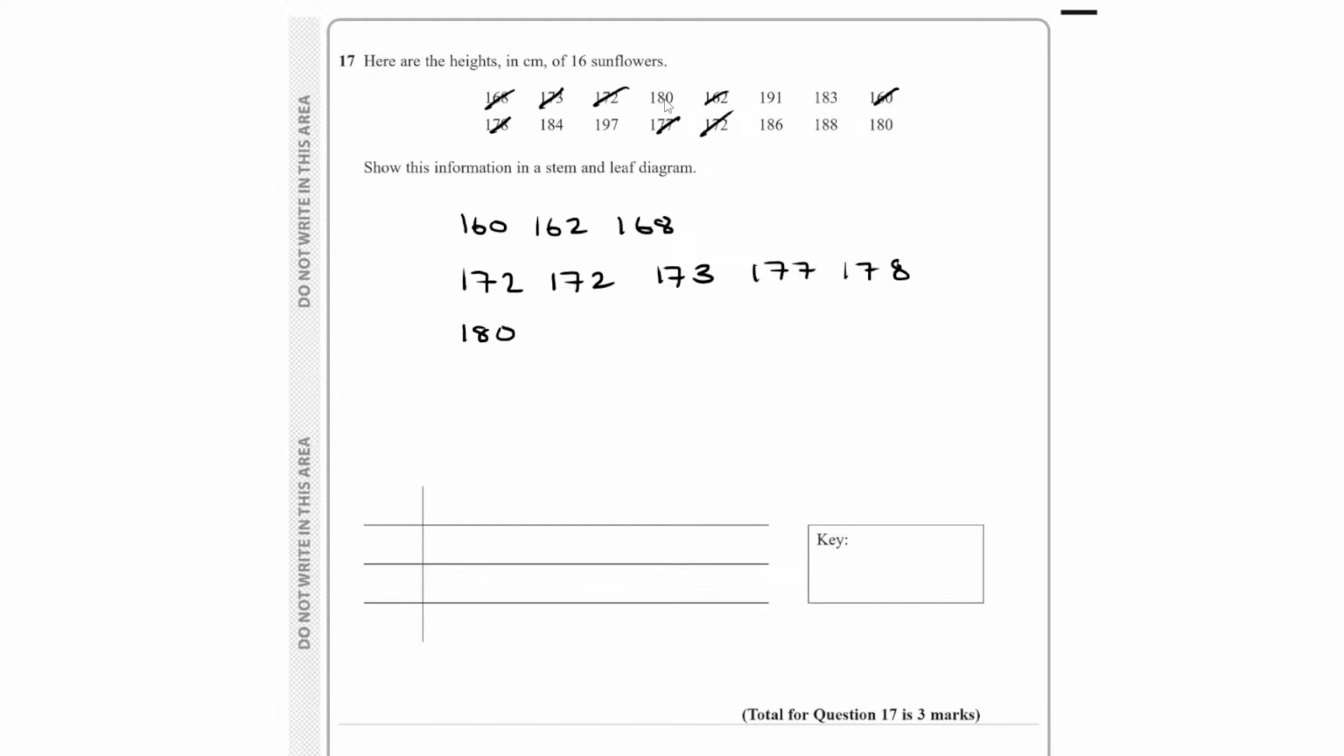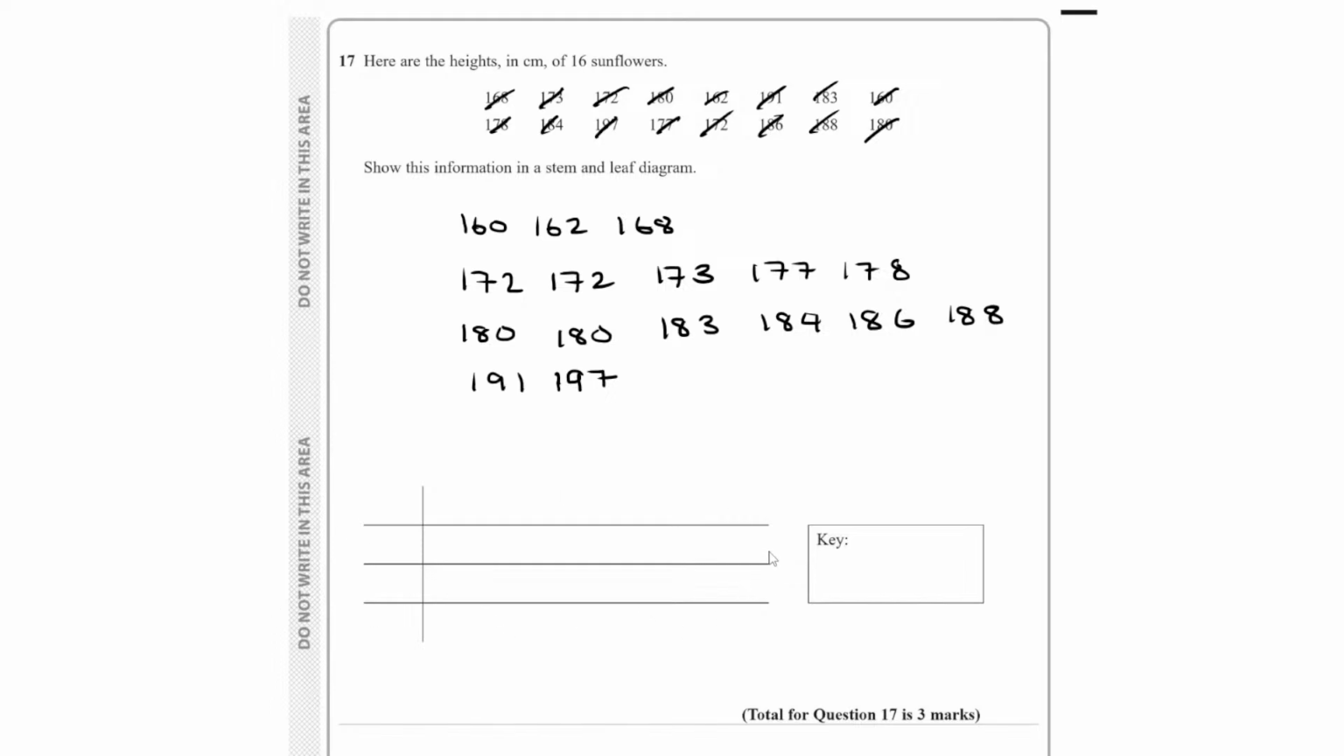180 we've got. 184, 183. Another 180 again. 183. 184. And 186. 186 and 188. And then lastly, 191 and 197. Okay, so I've listed them in order.